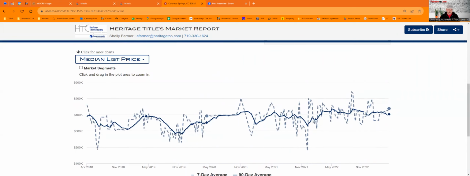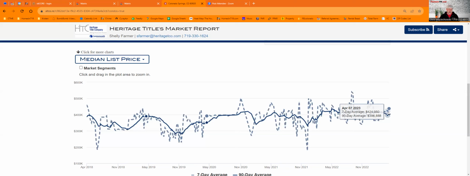But you can see this is the median list price of condos in 80920 since back in April of 2018. It's gone up and down and all over the place, but pretty much flat, right? The 390 day average is 394, and the 90 day average over here is 396. So almost flat appreciation in that market for condos, despite the crazy housing market we had. That might give you some indication as to whether you should hold on to it longer and maybe the house value will go up.